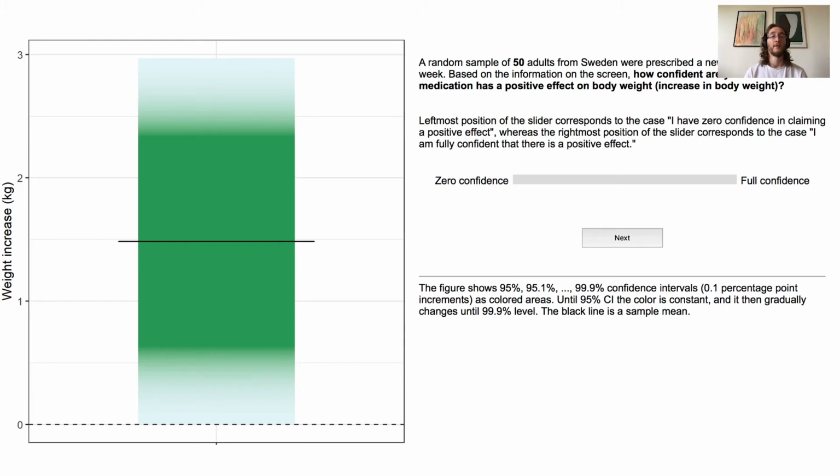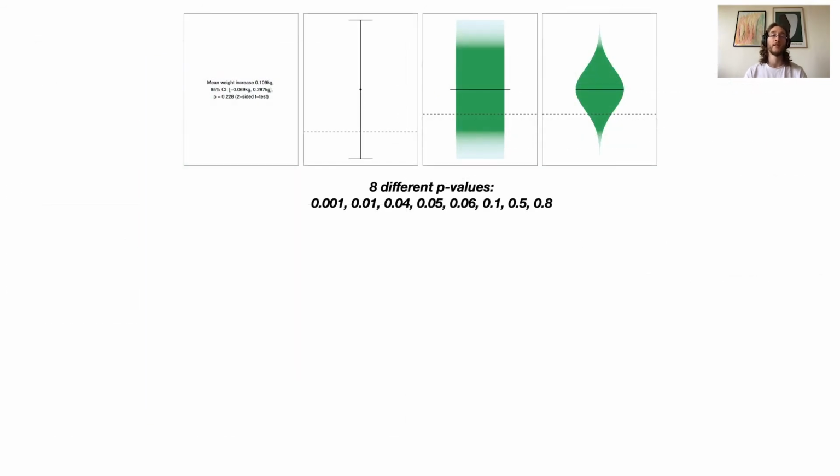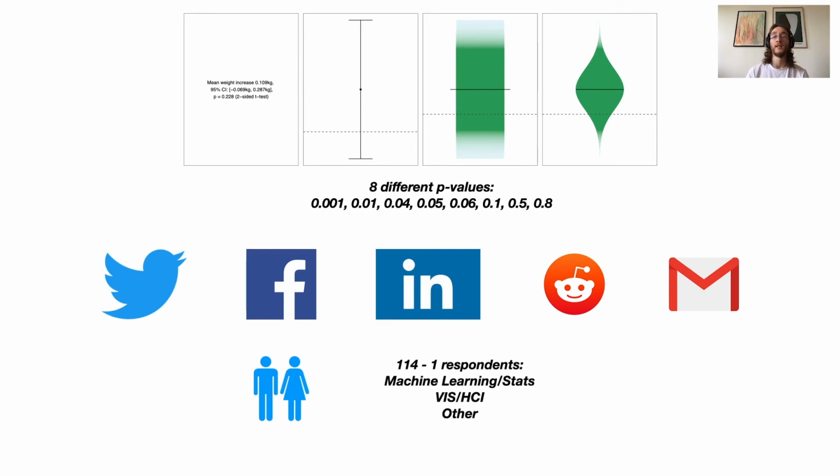We had different sets of p-values that you can see from this graph to this graph, for instance. So in total, we had 4 conditions and 8 different sets of p-values. We sent this around on multiple platforms and got a total of 114 participants. We had to remove 1 participant because they entered nonsensical demographics. We also invited participants from different disciplines and tried to group them in different categories. For instance, machine learning and stats researchers, Viz and HCI researchers, and other for natural sciences or social sciences researchers.